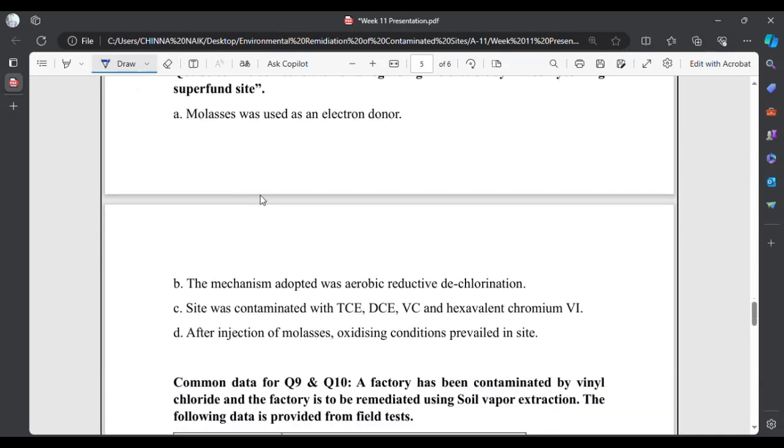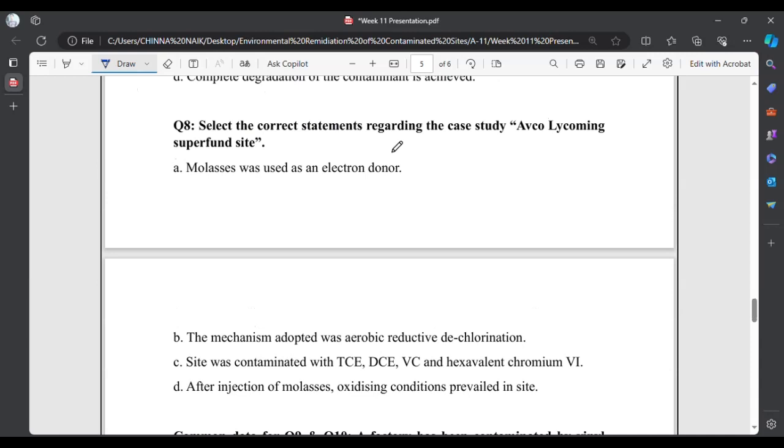Question number 8. Select the correct statement regarding the case study, that is the Alpha-Lycomine Superfund site, which is related to dechlorination in bioremediation, right? They mentioned four statements, and we have to choose the correct ones. Statement 1: molasses was used as an electron donor. Is this statement true or false?